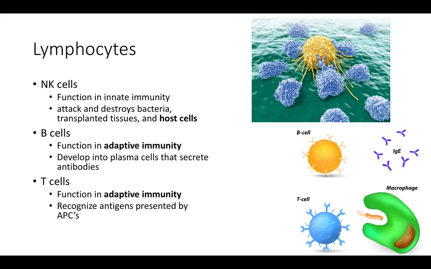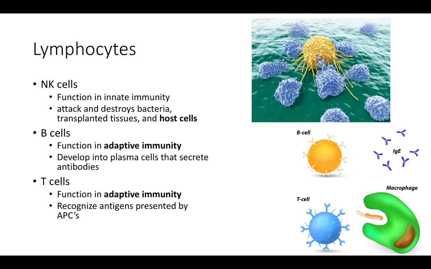They're the ones that attack foreign bodies by binding to them, and then they release perforins, which then release granzymes. So the perforins poke a hole in the cell, and then the granzymes destroy all the enzymes within the cell so that the cell dies and will be consumed by a macrophage. So these guys are going to target bacteria, transplanted tissues, and host cells, which again are just cells of your own body that have been maybe infected by a virus or cancer.